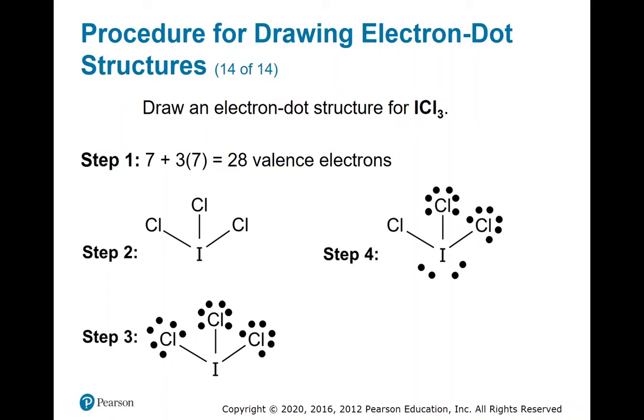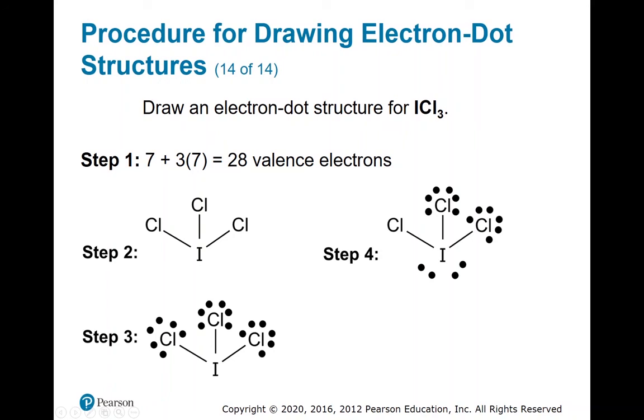So that means we have 4 electrons left since we started with 28. So we don't have any more room around the outside chlorine atoms to place those electrons, so we're going to be forced to put them around our iodine atom. So if we have 4 electrons left, that means we can put 2 lone pairs around iodine.